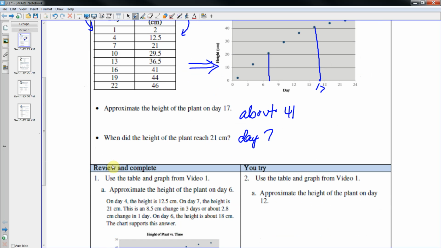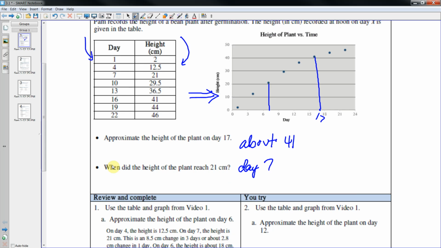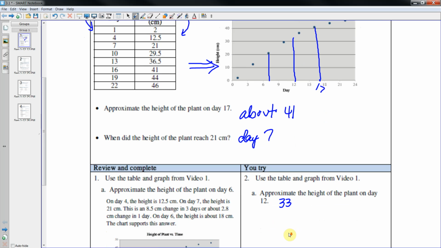So use the table and the graph from video 1, which is, I think, this graph at the top. Approximate the height of the plant on day 12. So here's day 12. We would come up here, and I'd say it's going to be in between these two places. We've got 10 and 13 over here. One's 29.5, one's 36. So I'd say maybe about, let's say, 33. That's about in between those. Again, this is approximate.